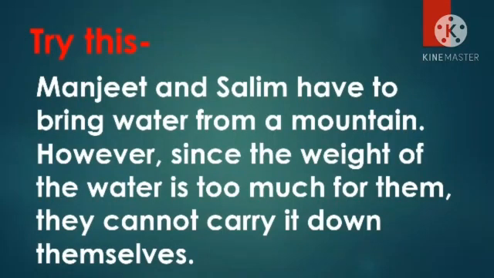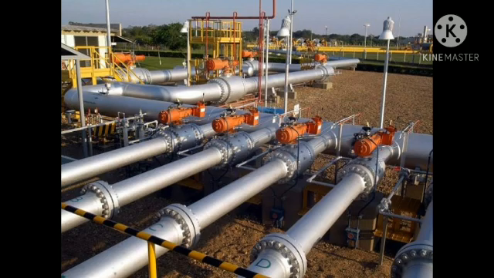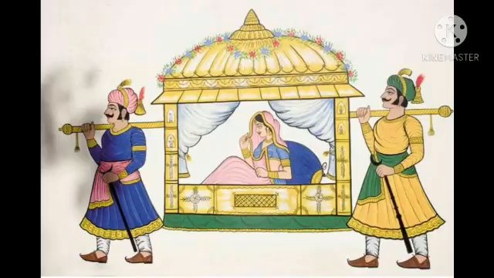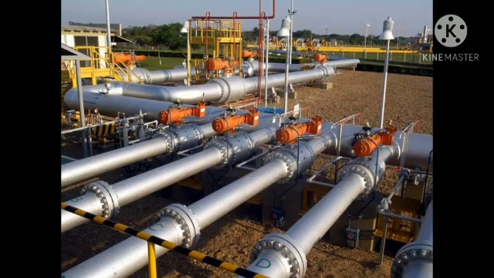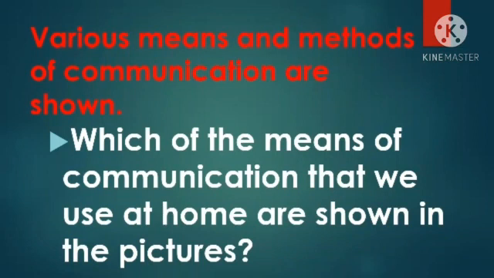Try this. Manjeet and Salim have to bring water from a mountain. However, since the weight of the water is too much for them, they cannot carry it down themselves. Which of the following options should they use? A horse, a pipeline, a palanquin? Yes, a pipeline.